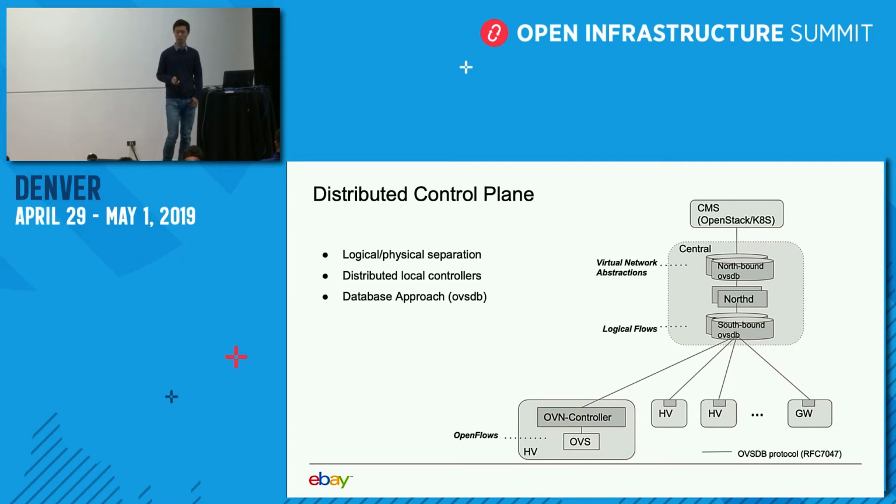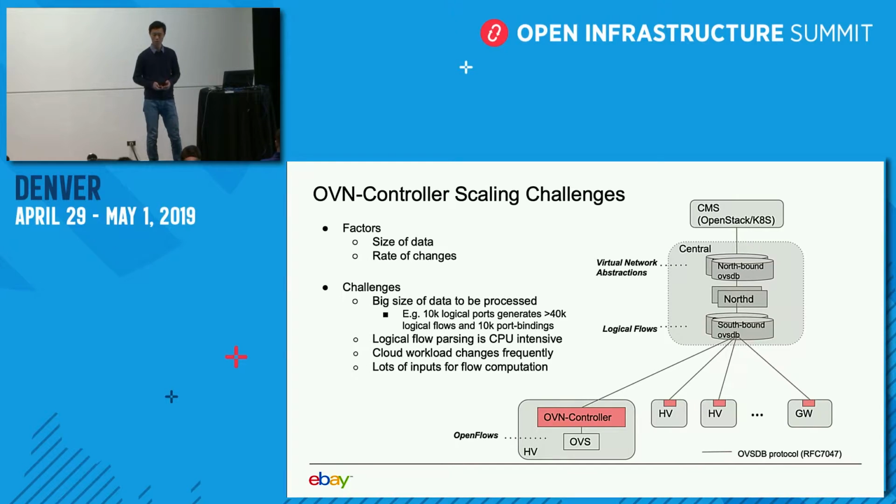elegant architecture. But since overlay networking is very complex, there are a lot of features to be implemented, which also means it is a little bit hard to scale, especially in the control plane. So I'll talk about the challenges we encountered. The first challenge we encountered is actually not the central part as we expected, but in the distributed part, in the OVN controller.